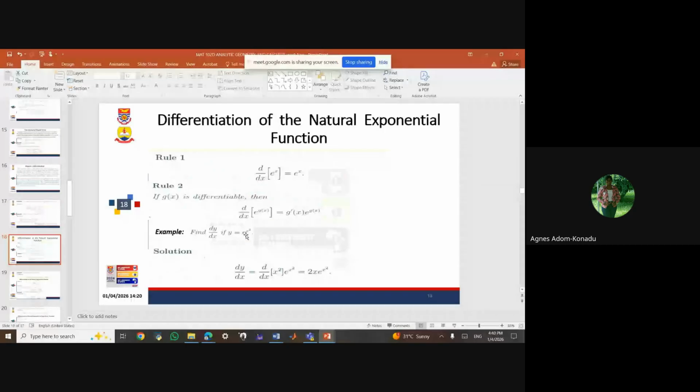So example, if y is equal to e to the power x squared, when I differentiate, I'm supposed to differentiate the power. When I differentiate x squared, I'll get 2x. Then times the function itself, e to the power x squared.